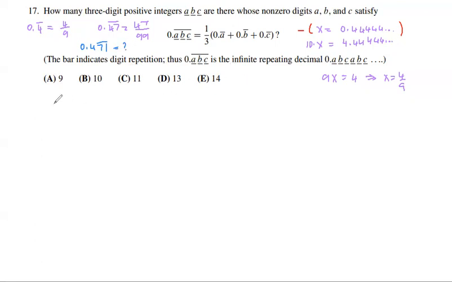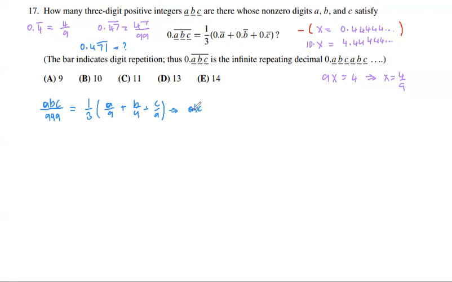Anyway, for this question, I have a 3-digit repeating, so I can write it as the 3-digit number ABC divided by 999, and that is equal to, for A, I can write 1/3 times A/9, plus B/9, plus C/9. It doesn't really look fun when you deal with fractions, so maybe we can multiply everything by 999.